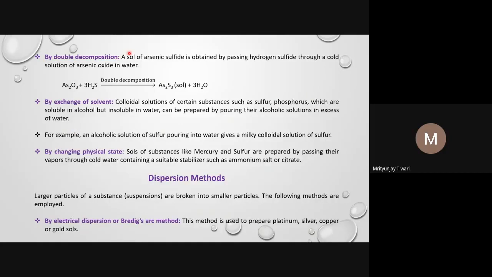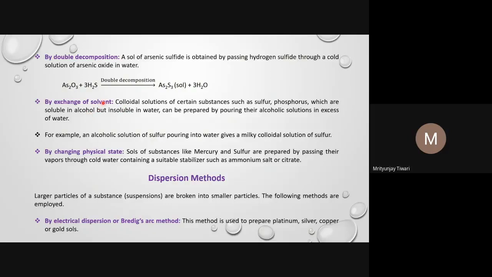Then by double decomposition. A sol of arsenic sulfide is obtained by passing hydrogen sulfide through a cold solution of arsenic oxide in water. When this As2O3, arsenic oxide, reacts with H2S gas, a double decomposition reaction happens and it forms arsenic sulfide and three water molecules. Many of these arsenic sulfide units will now get associated, aggregated and condensed to form the As2S3 sol, or the arsenic sulfide colloid.